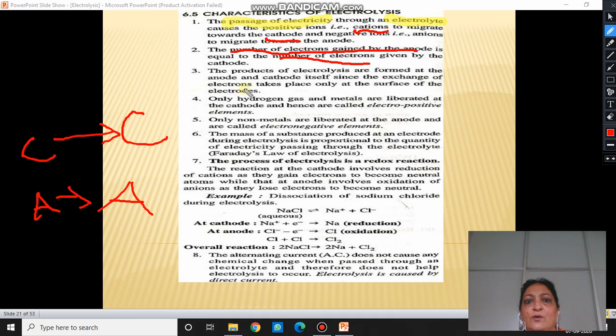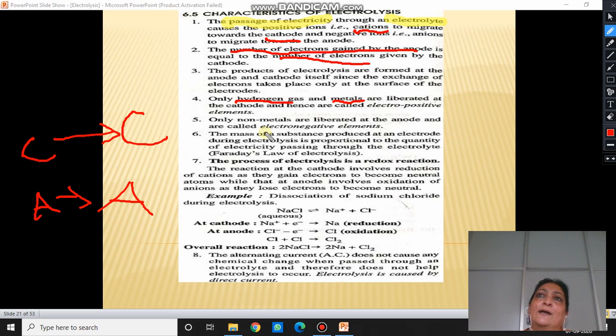Since the exchange of electrons takes place only at the surface of the electrode, we can see the product deposition or the product formation only at the electrodes. Only hydrogen gas and metals are liberated at the cathode. So always at the cathode only metals or hydrogen gas are liberated. No other product, no non-metal, can be liberated at the cathode.